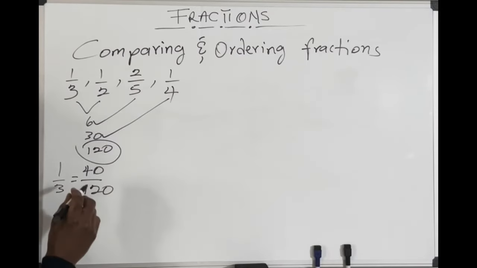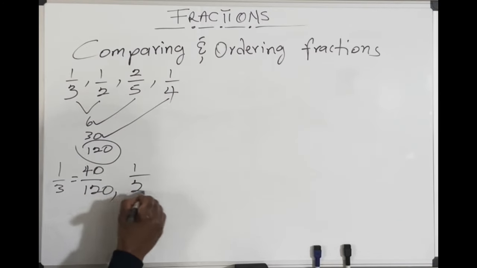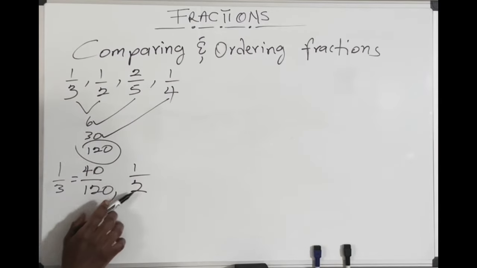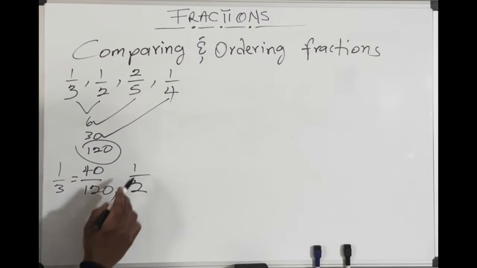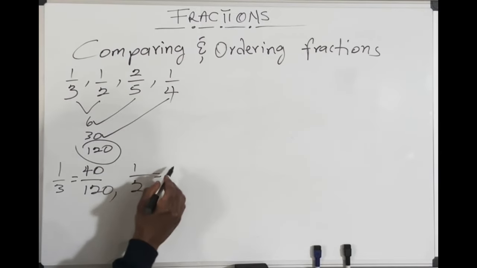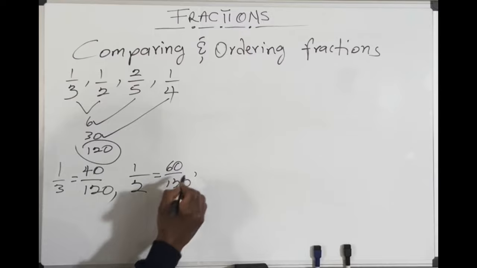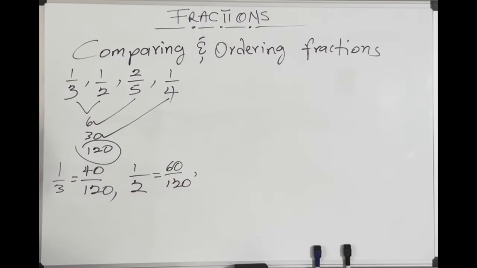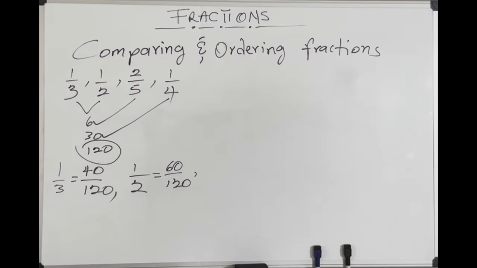Okay. And then we move on to 1 over 2. So what number multiplied by the 2 will give us 120? It's 60. So we multiply the 60 by the 1. So 60 over what? 120. We move on the same way. 5 times what number will give us 120? And then we use that same number to multiply the 2.